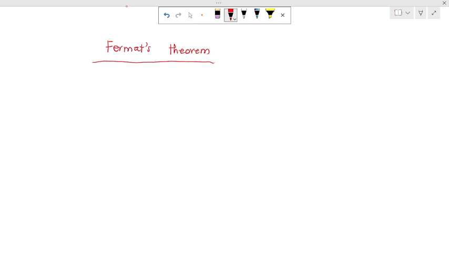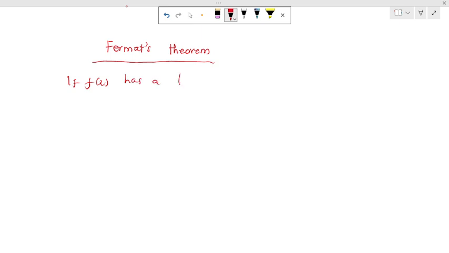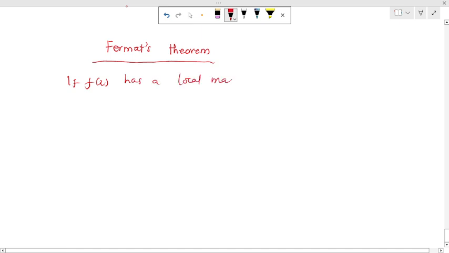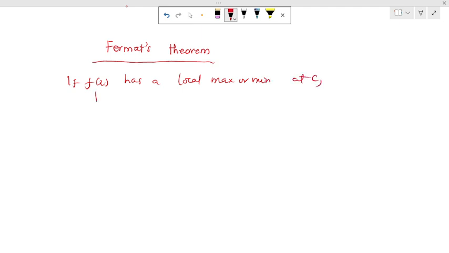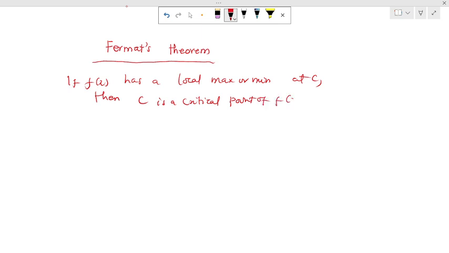So what this theorem says is that if a function f of x has a local maximum or minimum at a point C, then C is a critical point of f of x. So it says if a function f of x has a local maximum or minimum at a point C, then it means that C is a critical point of f of x.